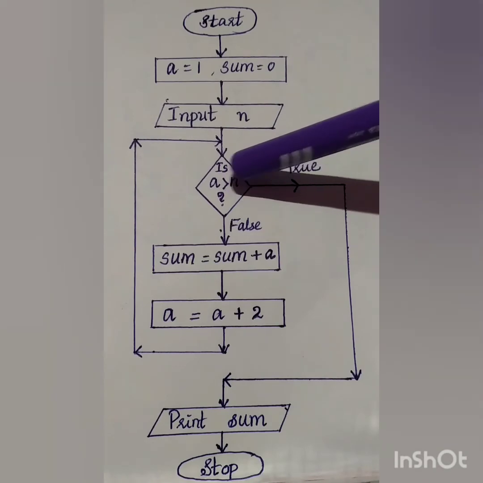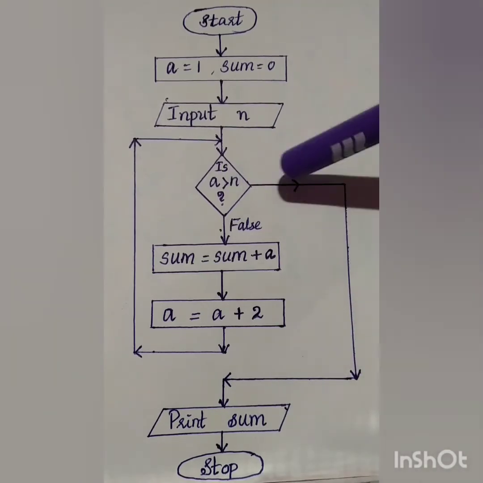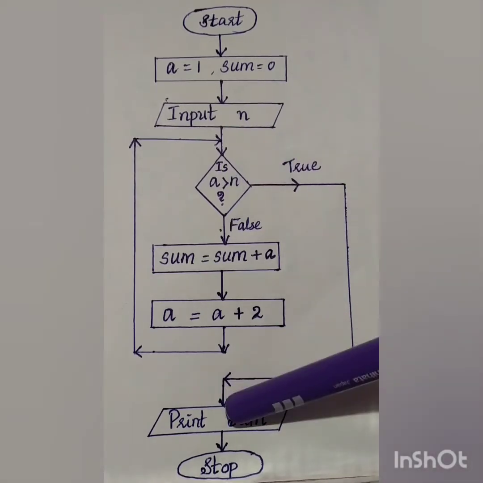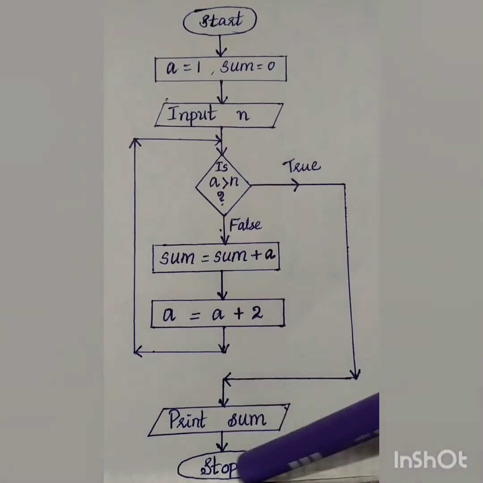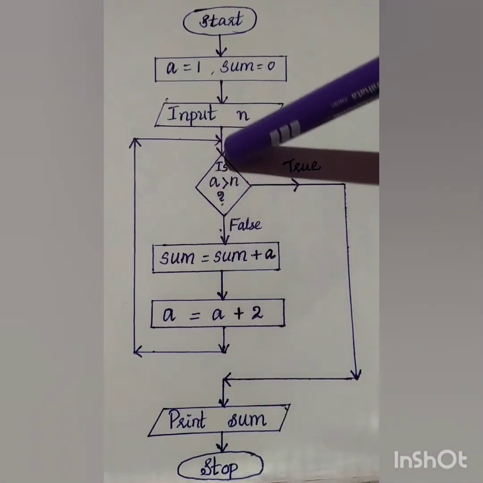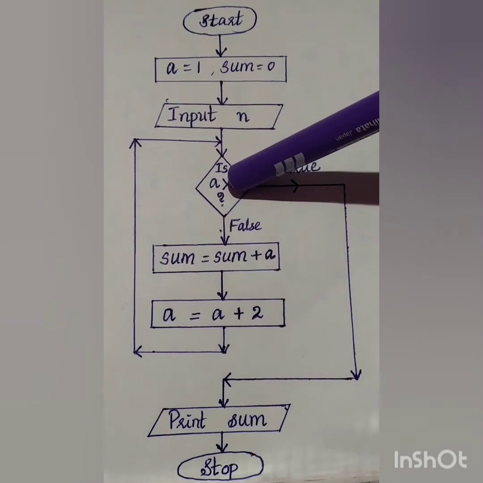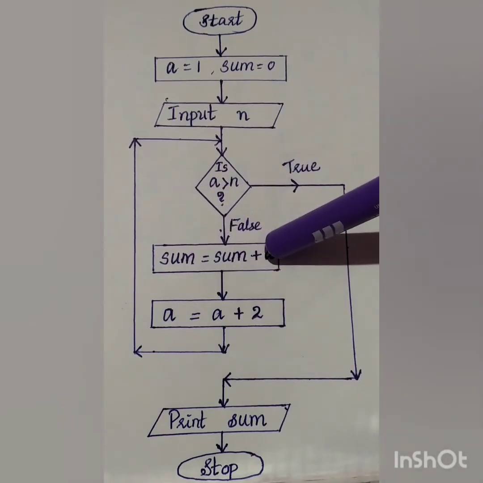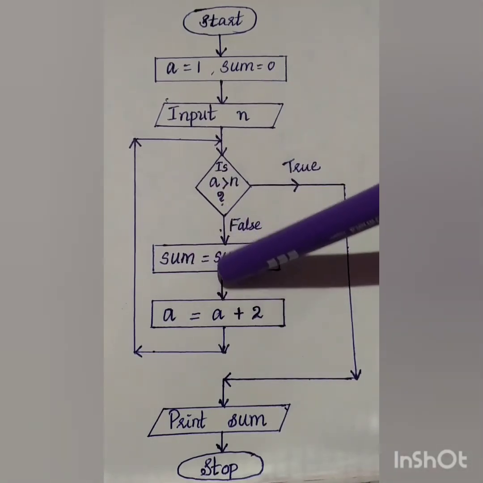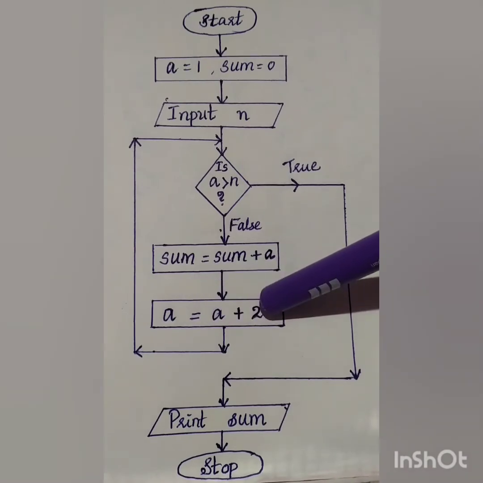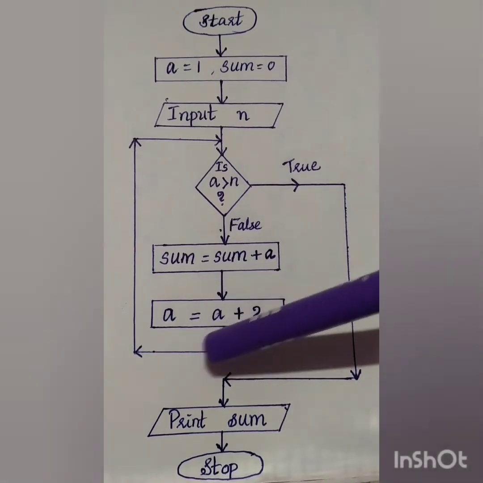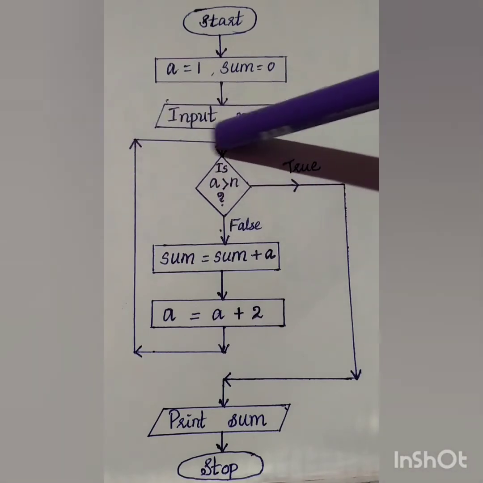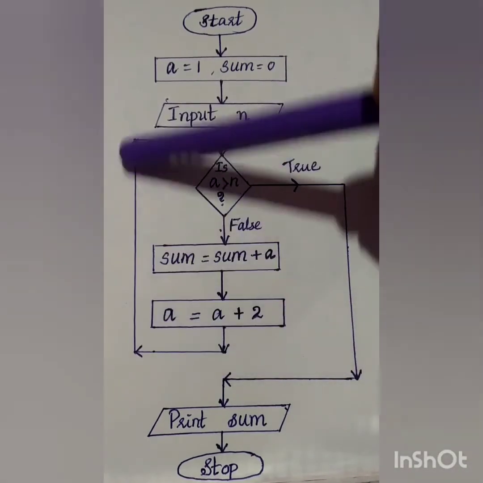If this condition is true, then what should it do? The control must go to the print statement. Print sum, then stop. Otherwise, if this condition is false, sum equal to sum plus a is calculated. Then a is equal to a plus 2 is calculated. That means a is incremented. Then go to step 4 is shown like this using these arrows.